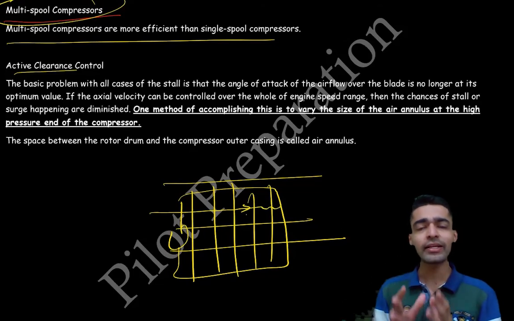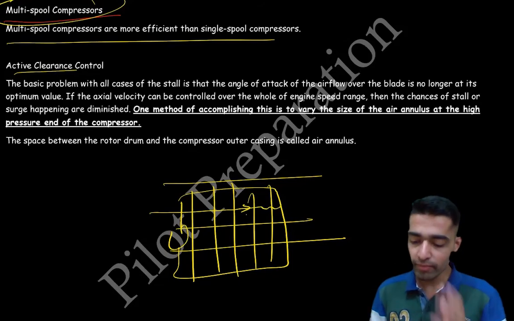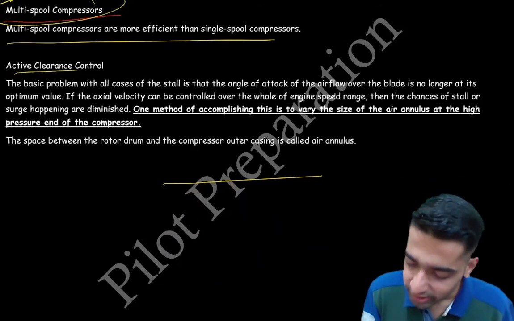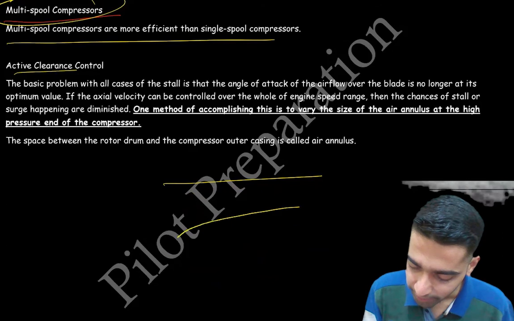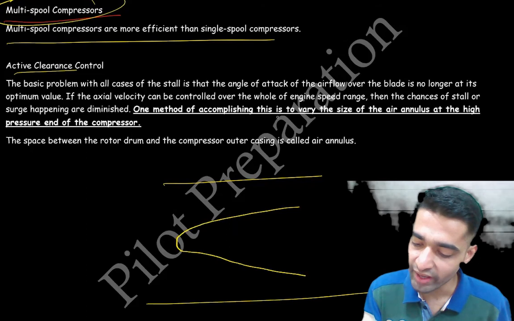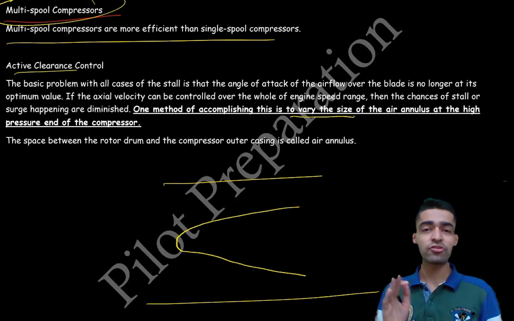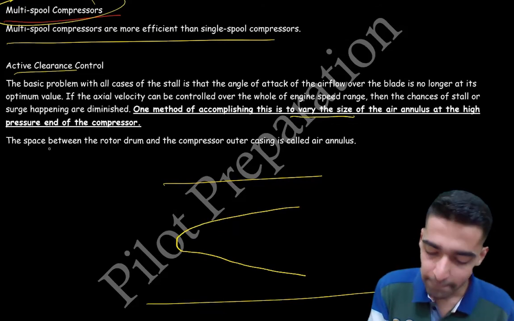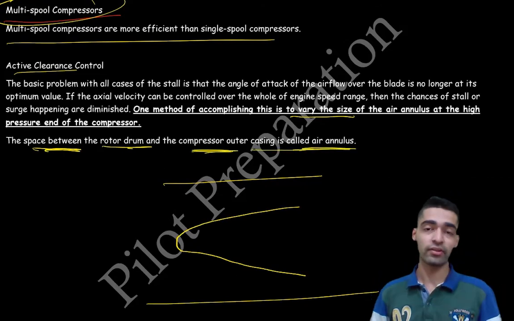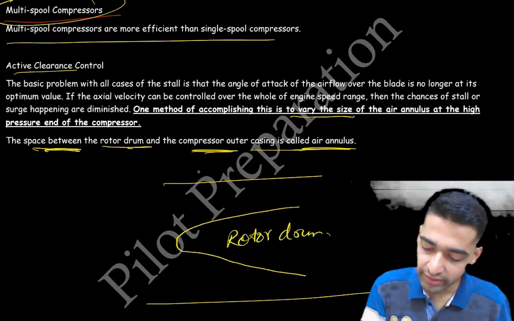So how to maintain a good velocity even after keeping the stator and rotor blades? To make that happen, we have to change the shape of the compressor. So this inner part is called the rotor drum. One method of accomplishing this is to vary the size of the air annulus at the high pressure end of the compressor. So what is air annulus? Air annulus is the space between the rotor drum and the compressor outer casing. It's called air annulus. This is the rotor drum, and this is the outer casing.